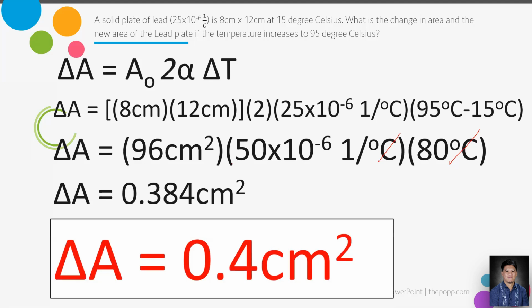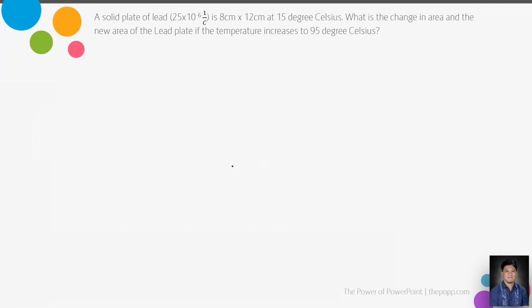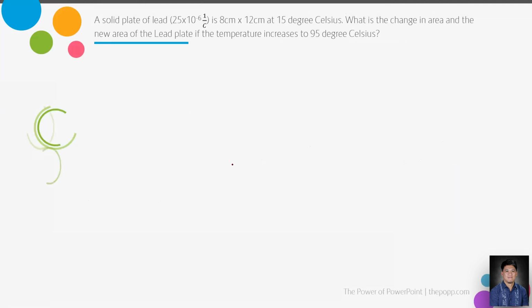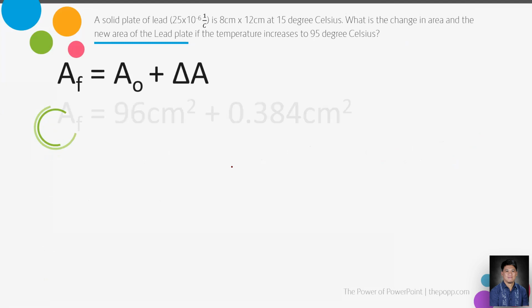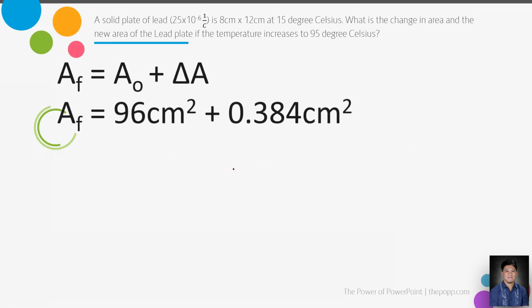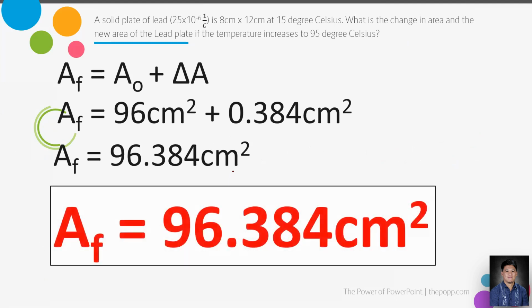So for the new area naman, add lang natin yung kanyang initial area at yung exact value ng kanyang change in area. So which is 0.384 square centimeter plus 96. So that is equal to 96.384 square centimeters. And that is the new area or the final area of our solid plate. Okay.